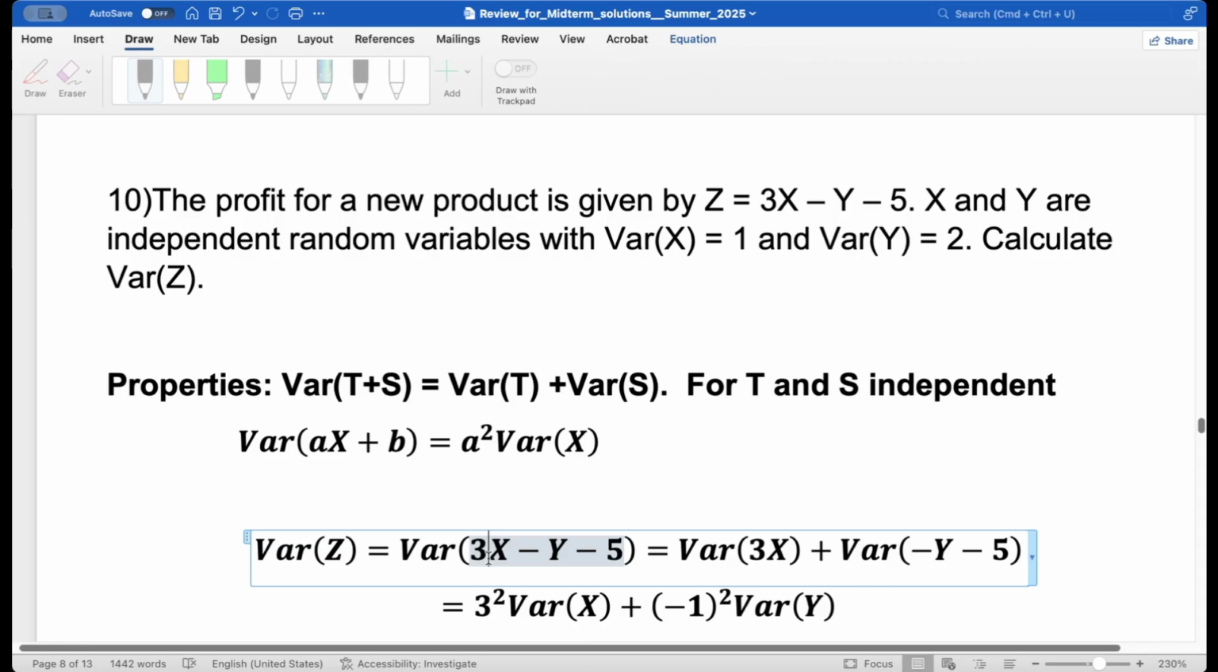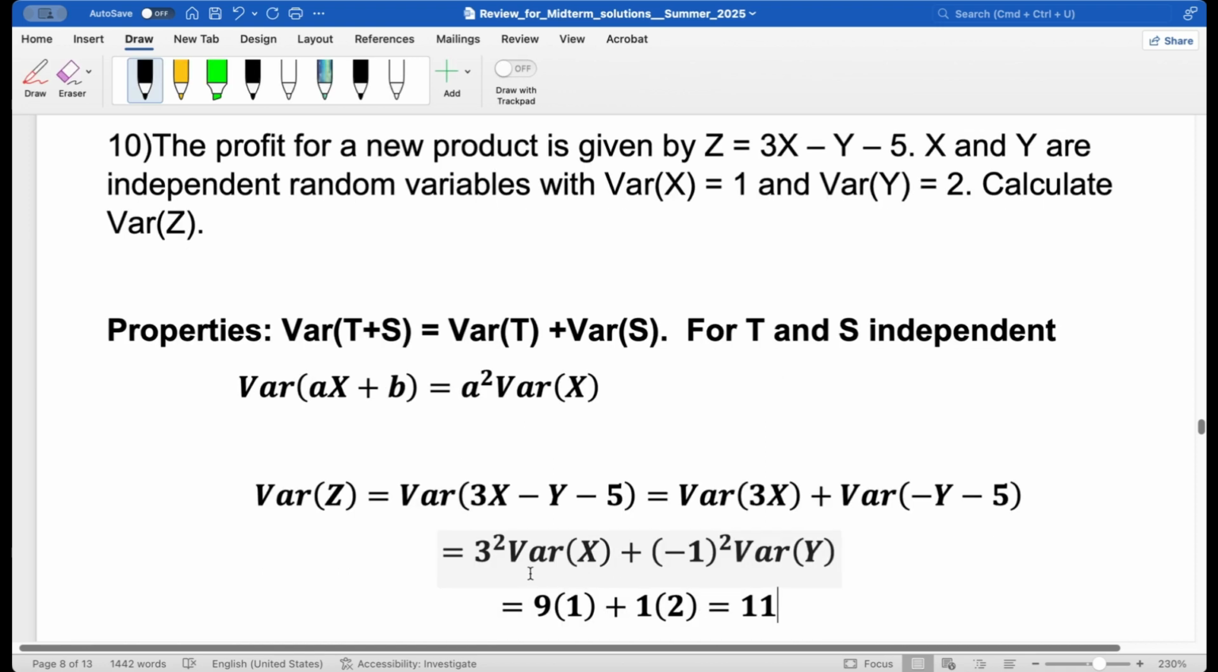Well, we can do them individually. So it's variance of 3X plus the variance of negative Y minus 5, because we were told they're independent. Variance of 3X, the 3 comes out as 3 squared times variance of X. The variance of negative Y minus 5, the minus 5 has no impact. We have to take that minus 1 and square it, which comes out to a positive 1. So we're left with 9 times the variance of X plus the variance of Y.